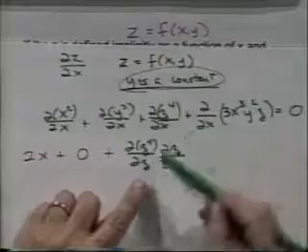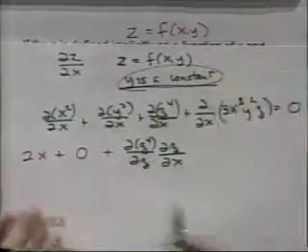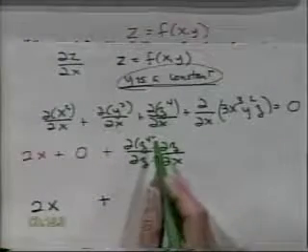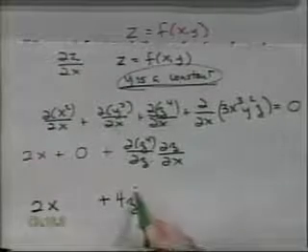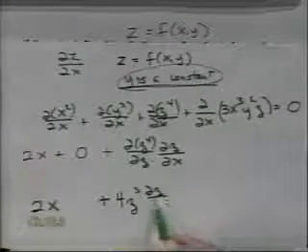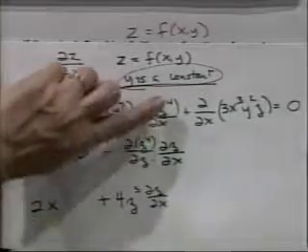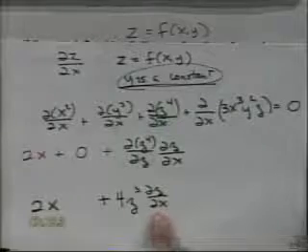Remember that? Because the z's cancel, so you really have the partial of z to the fourth with respect to x. So we instead have 2x plus 0 plus the partial of z to the fourth with respect to z is 4z cubed times the partial of z with respect to x. Because remember, z is not an x, so you take your derivative like you always do, but then you have to multiply times the partial of z with respect to x.